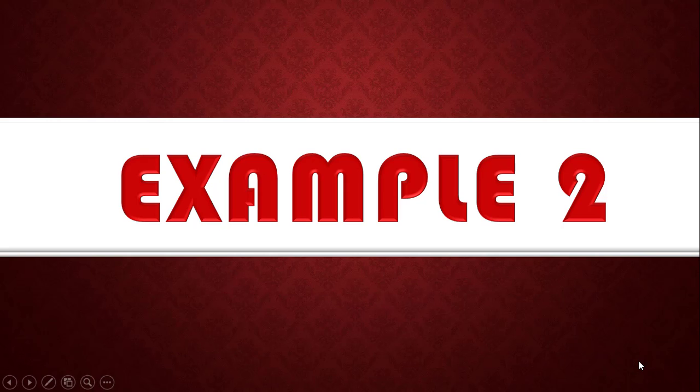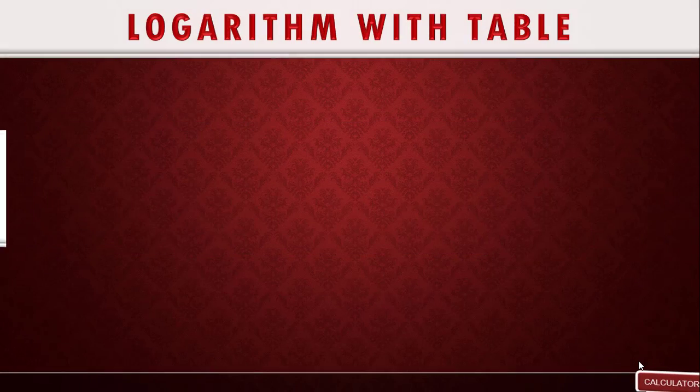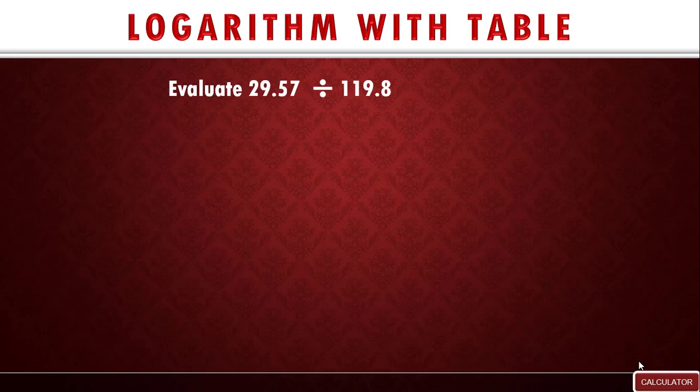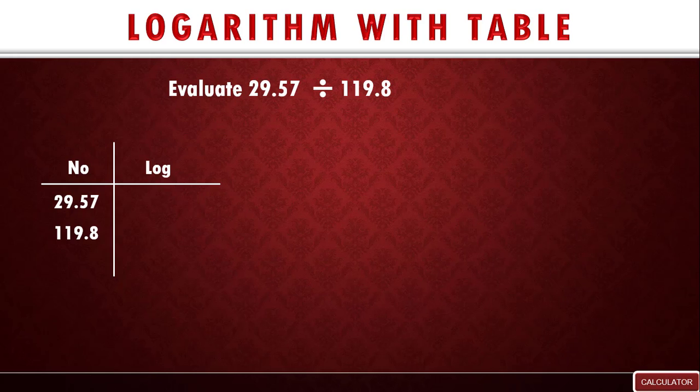Okay, let's look at example 2. In this example 2, we are asked to evaluate 29.57 divided by 119.8. First of all, you need to draw your number log and then arrange the numbers, since we have division between them. The next thing is to look at the numbers and see if they are greater than 1 or less than 1. If you look at both numbers, they are greater than 1. That means it will be very easy for us to use our calculator to determine it directly.